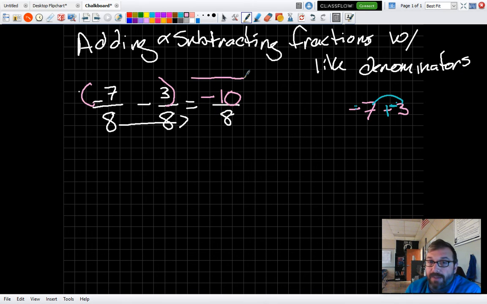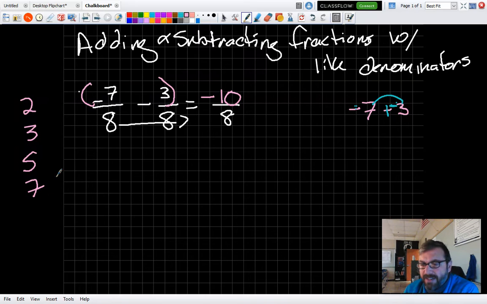Now, I have to simplify. I can't just leave that as my answer. My rule for simplifying means I should look at these numbers first and foremost. It's going to be the easiest way. I know that I can divide negative 10 by 2, and I know that 8 divides by 2. So let's see what that gets. If I divide negative 10 by 2, I get negative 5. If I divide 8 by 2, I get 4.